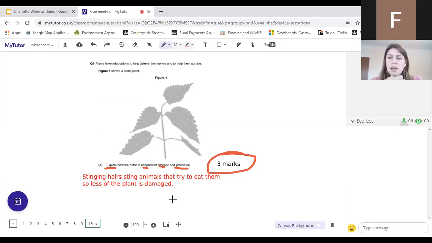And all of those were quite easy to say in one sentence, but equally you could have said them in three. So nettles have stinging hairs. These hairs stop animals trying to eat them. This means that less of the plant is damaged. So it was a way of making 3 points in one sentence. But it's worth always thinking through the three things that you need to say to get points on those. And sometimes those are keywords and sometimes those are explanations in this case.